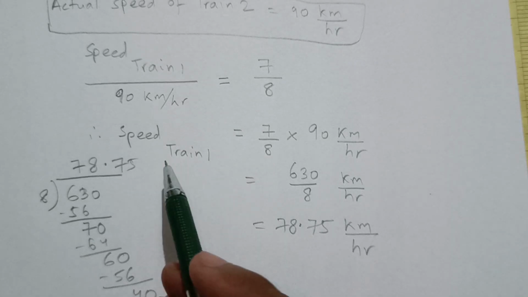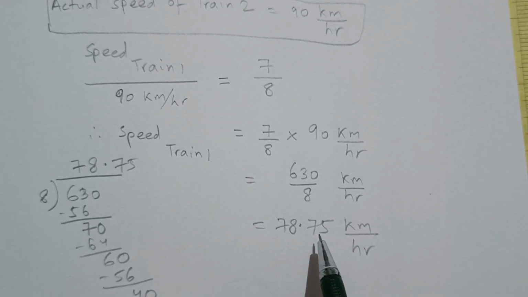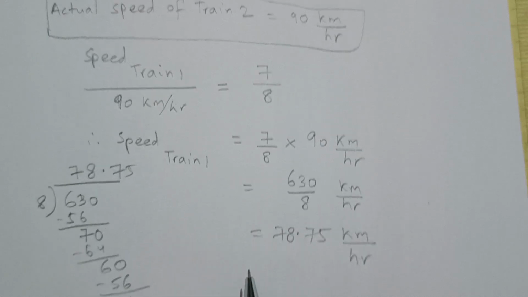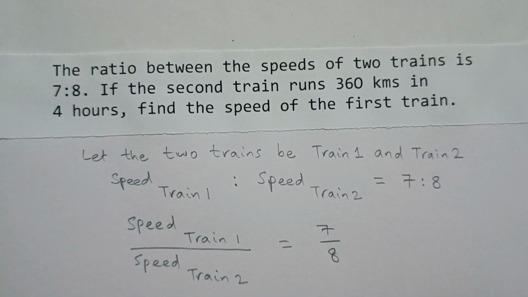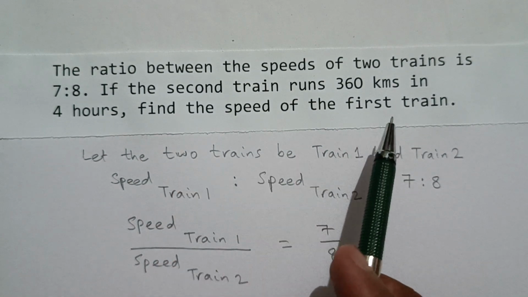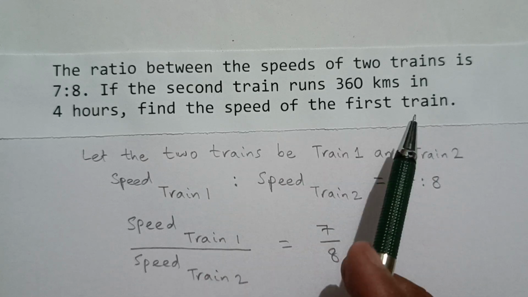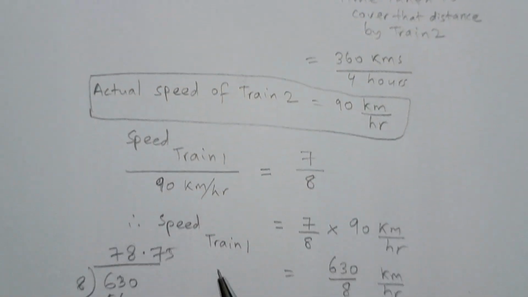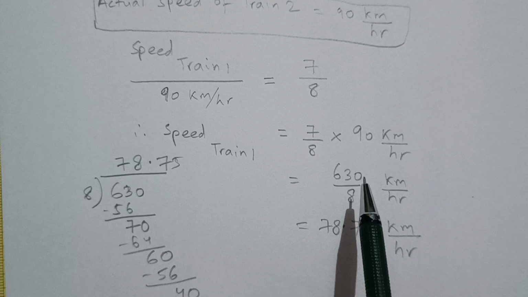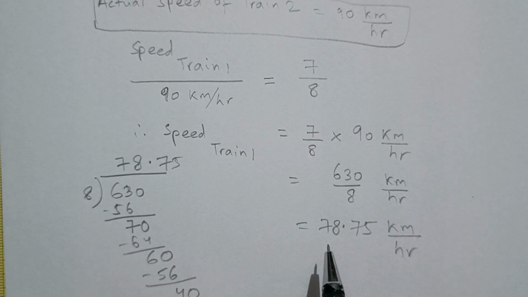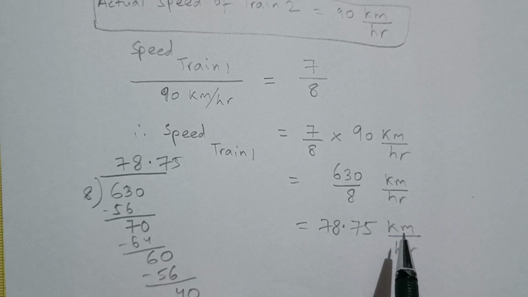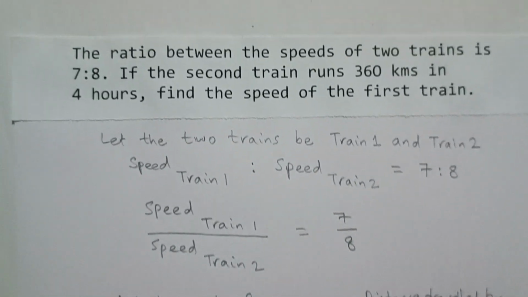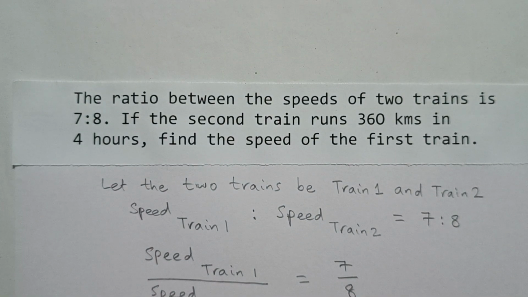So the speed of train 1 is 78.75 kilometers per hour. So we have found the speed of train 1. And in this question we have to find the speed of the first train. So the speed of the first train is, either you can say 630 by 8 kilometers per hour, or you can say 78.75 kilometers per hour. So this is how I have solved this particular word question.